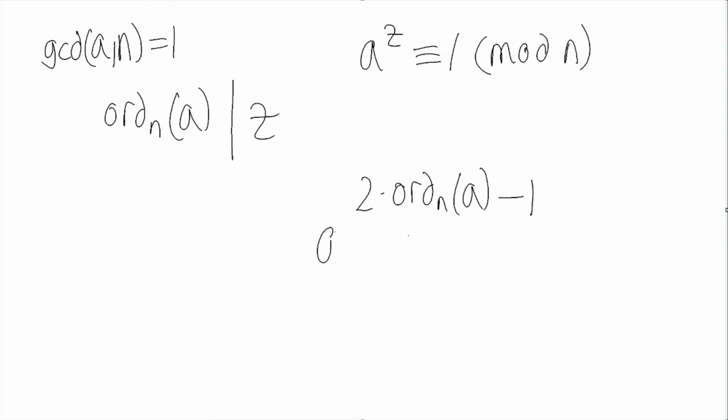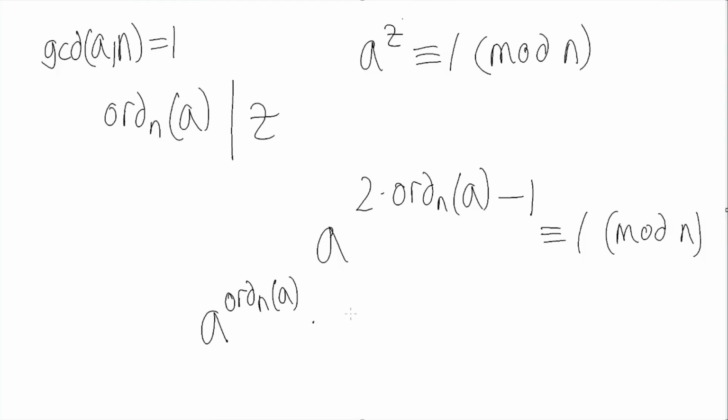Then that means that a to the power of this is equivalent to 1 mod n. Then what can we do with this? Well, we know that we have an order up here, and we want to somehow use the fact that the order satisfies this. But then we realize that we can just take one of these orders out. So a to the ord modulo n of a, times a to the ord modulo n of a minus 1 is equivalent to 1. But then this factor just disappears. And what we're left with is this here.